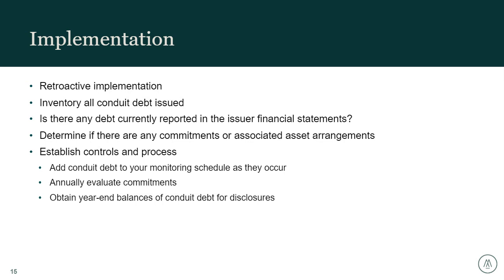Next, determine if you as the governmental entity have extended any commitments or entered into any asset arrangements where a liability may need to be recorded. And then, of course, look at your controls and your processes really to ensure that conduit debt is monitored and tracked appropriately, that commitments, if you're extending any, are evaluated on an annual basis, and that that evaluation is documented, and then that the necessary information is obtained for financial statement disclosure purposes.